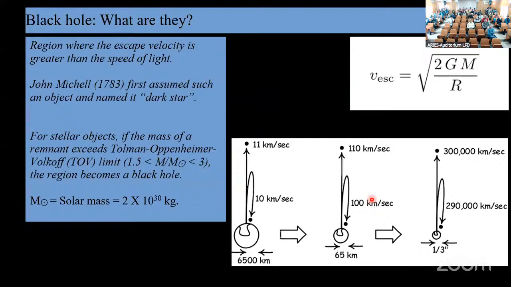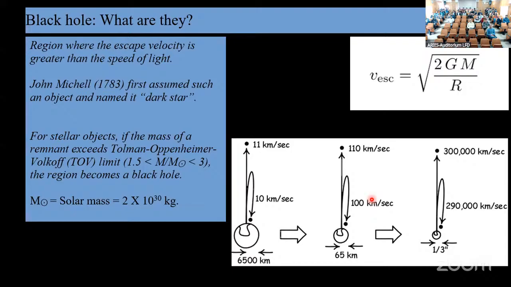A very basic definition of a black hole is a region of space and time where the escape velocity is more than the speed of light. It was conjectured from Newtonian physics by John Michell in 1783. If you have a very compact region where the escape velocity is very high, then you have a very dense dark star.